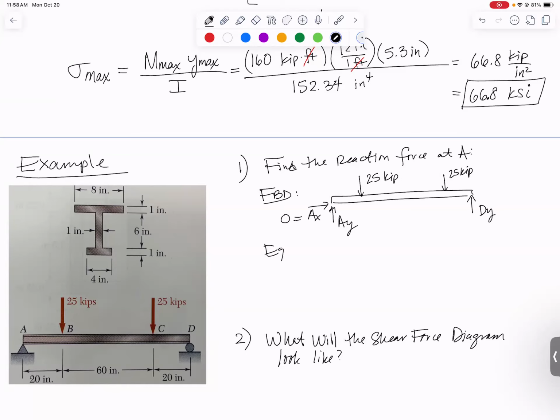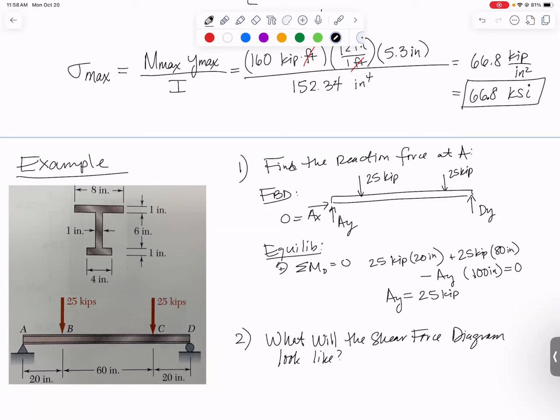And equilibrium would give me that the sum of all the moments about any point we want, like point D, is going to be 0. So I would have, in a counterclockwise sense, 25 kips times 20 inches plus 25 kips times 20 plus 60, which is 80 inches, minus AY times the whole thing, which is 100 inches. AY is 25 kips. DY is also 25 kips.